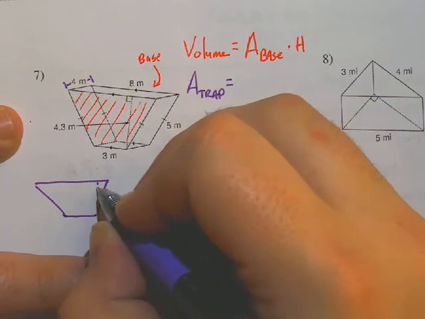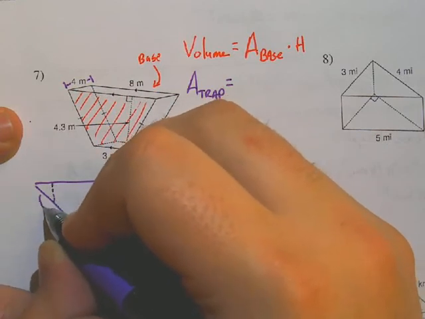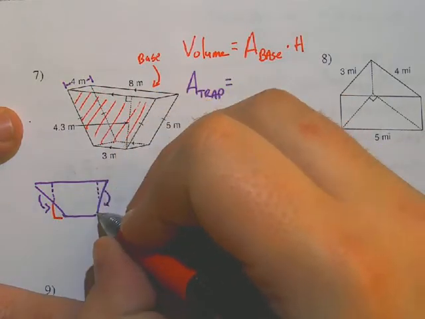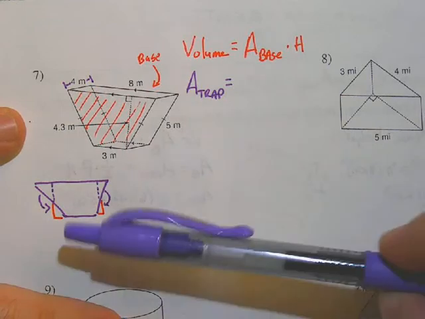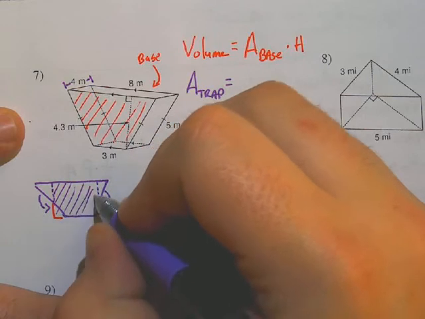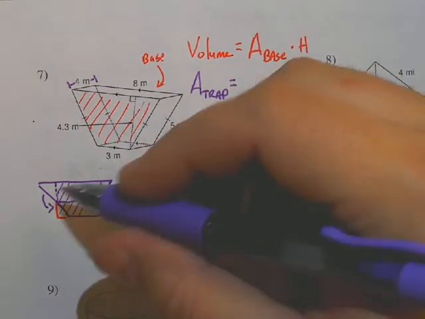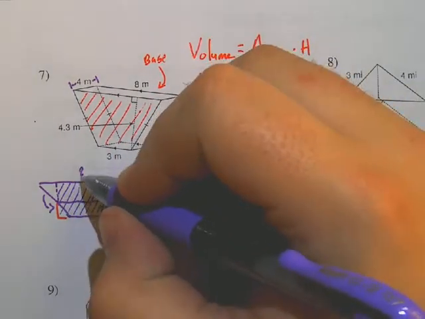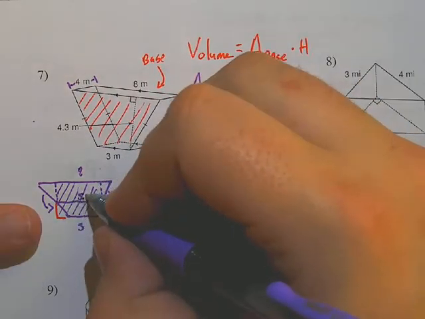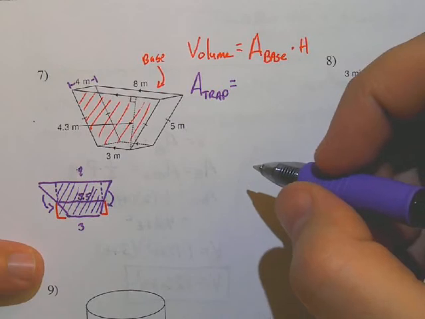However you cut it, if I do this, I can turn this into a rectangle that has a width equal to this midline here called the midsegment. And that midsegment is going to be the average of the top and the bottom. So if this is 8 and 3, then this midsegment is going to be the average, which is 5.5, right? 8 plus 3 divided by 2. So that's going to be 11 divided by 2.